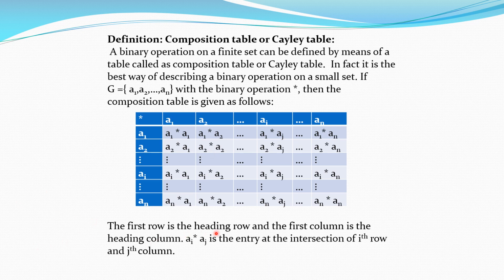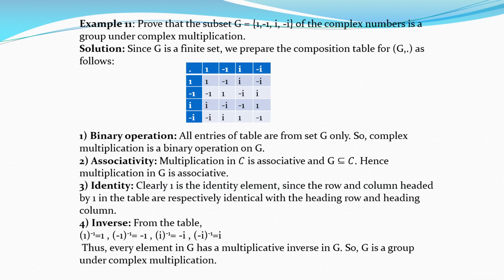The first row is called the heading row and the first column is called the heading column. And ai star aj is the entry at the intersection of the ith row and jth column. Now, just to check whether it is a binary operation, see all the elements of that composition table. If all elements are from the set G only, then it is a binary operation. But if we are getting an answer as a different element not in G, then it is not a binary operation.